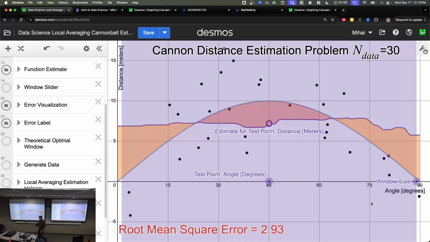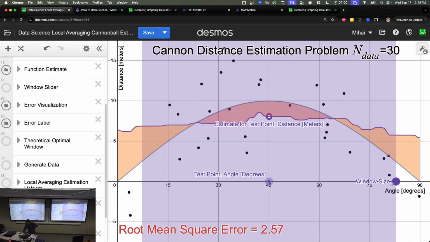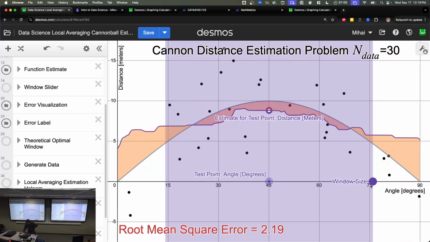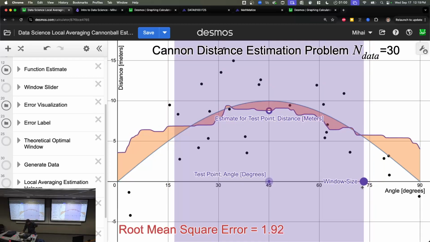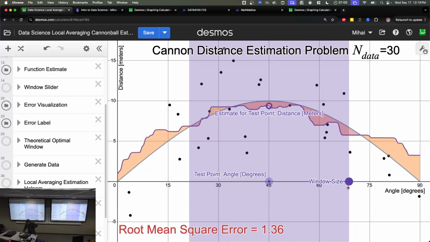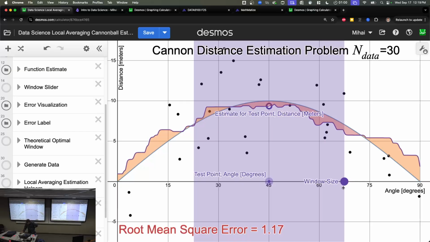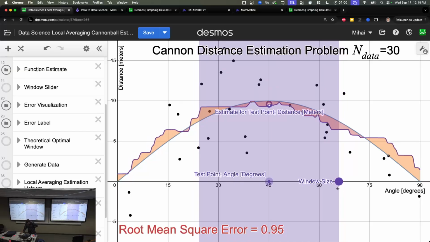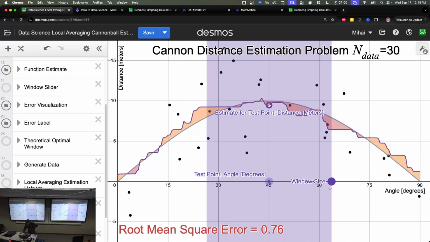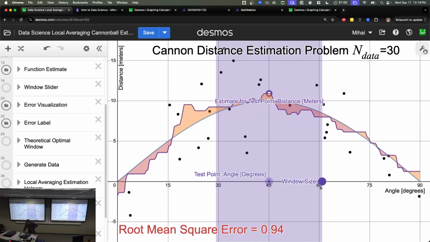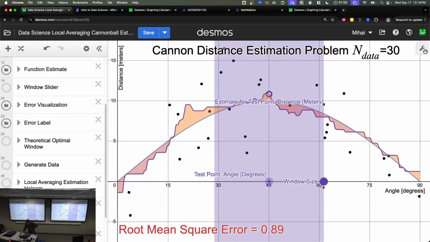But there is a sweet spot in between, and we can just drag this around to find it. So 2.9, 2.8, 2.7, 2.6, 2.4, 2.1, 1.9, 1.6, 1.4, 1.3, 1.2, 1.1, 1.0. Oh, we have less than 1 meter of error. This is amazing. 0.7. Okay, but now you see it's starting to go up again. So I went too far. I've got to back it off a bit.